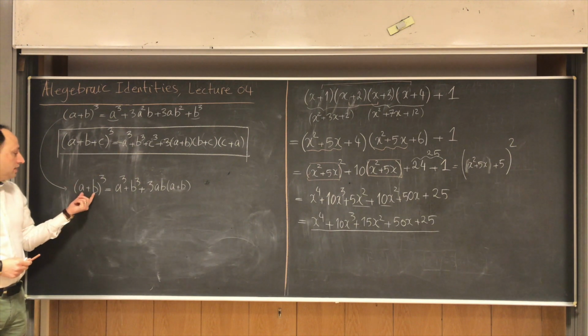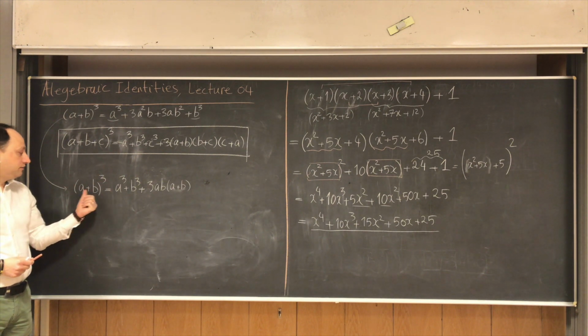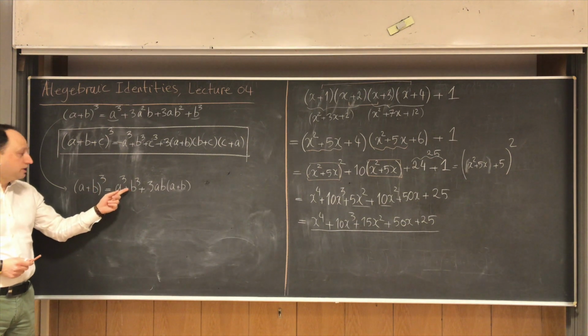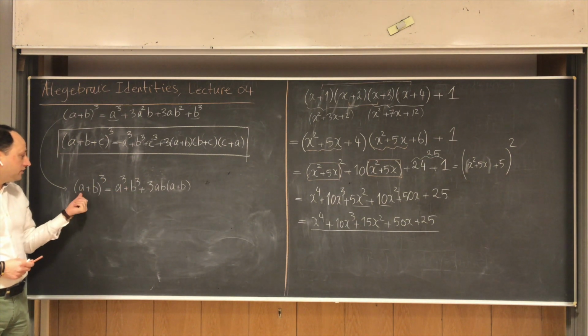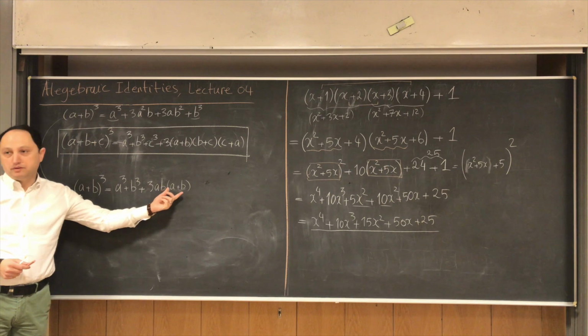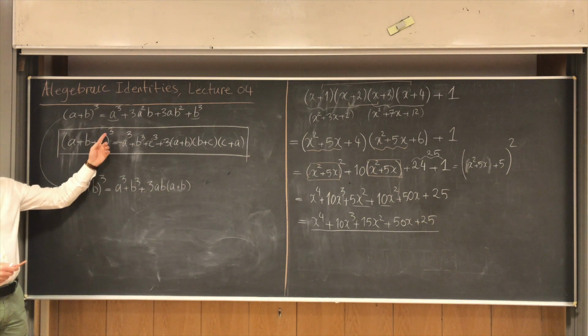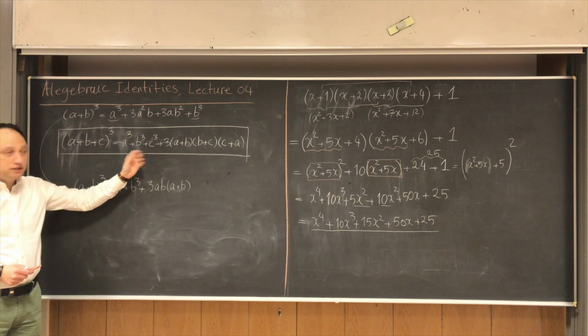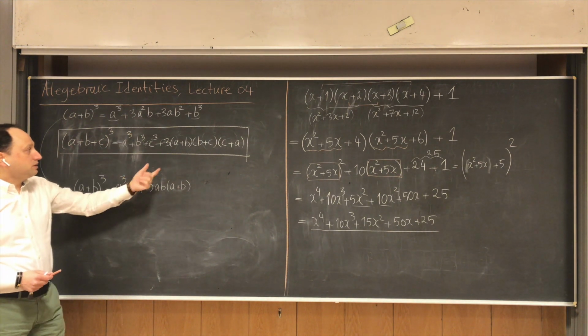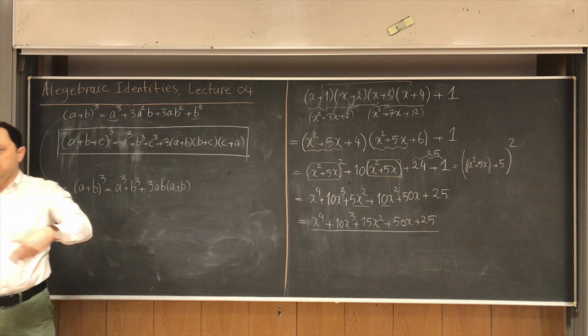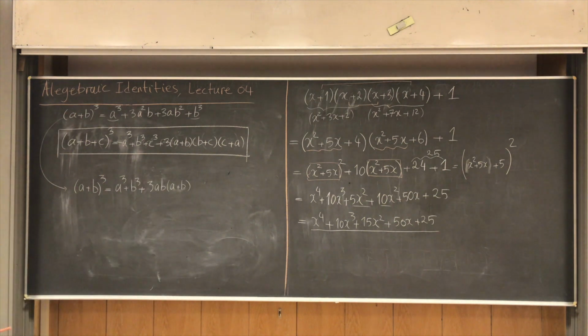Okay, and then you can compare it with this situation. In this situation we have 2 terms to the 3, we have the first one to the 3, the second one to the 3, plus 3 times the first one times the second one times the sum of them. But this is slightly different. So if I have a plus b plus c to the 3, it becomes the first one to the 3, the second one to the 3, the third one to the 3, and we have this 3, but we have this combination, a plus b times b plus c times c plus a.